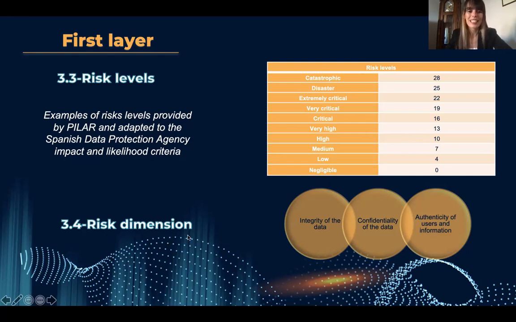So, well, basically, the last step in this risk assessment is to determine the risk dimensions that are relevant for our DPIA, because we would find some risks that affect availability of the service, but are not a privacy risk. So I would recommend to consider at least these three dimensions: integrity, meaning the data are correct and complete; confidentiality, meaning the data remain unknown to unauthorized parties; and authenticity of users and information, which basically refers to information being real and referring to the corresponding natural person.